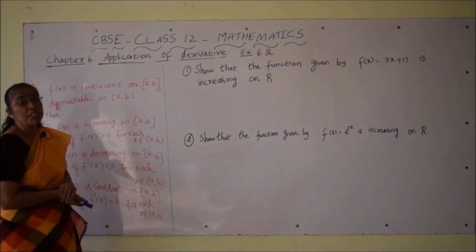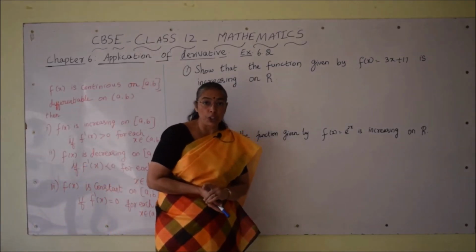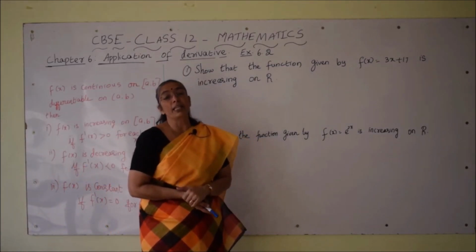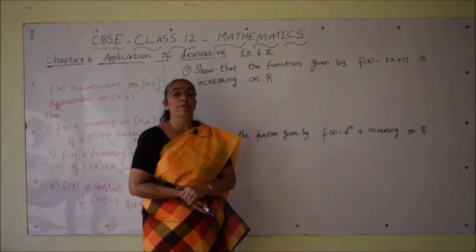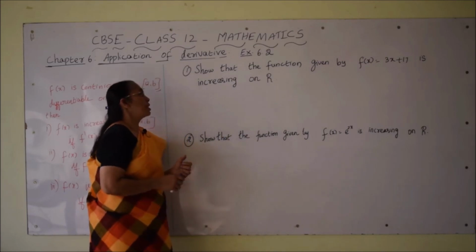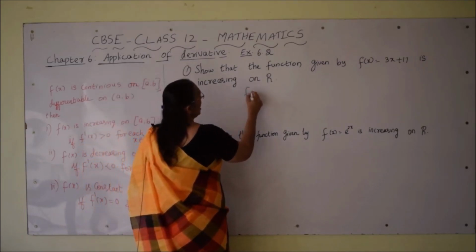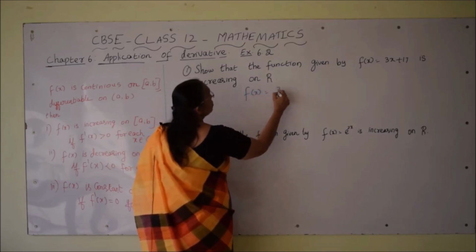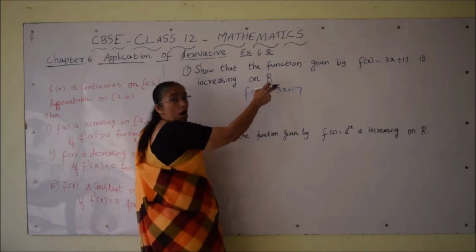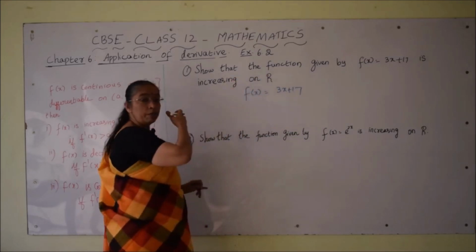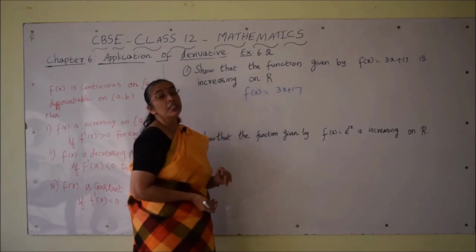So, a function is said to be increasing if its first derivative f'(x) is positive, and it is said to be decreasing if its first derivative f'(x) is negative in the given interval. Now, first problem: show that the function f(x) = 3x + 17 is increasing on R. Increasing on R means we have to show that this function is increasing in the whole real number system.